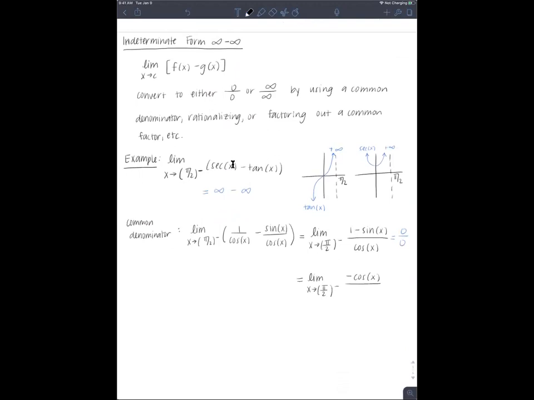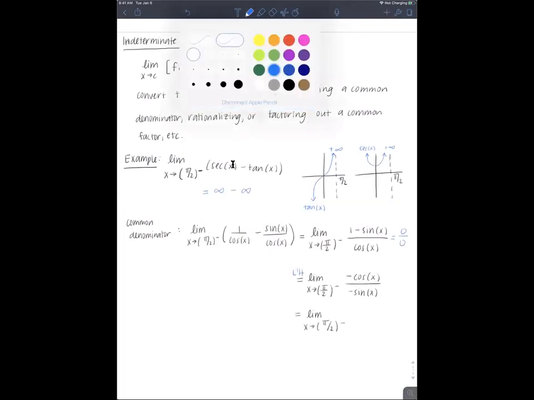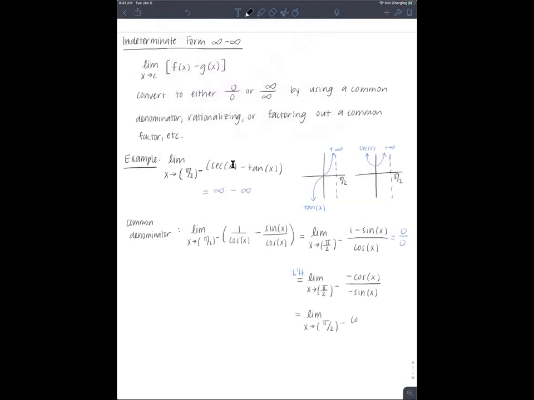But then for cosine, the derivative has to be negative sine. So if the derivative of sine is positive cosine, the derivative of cosine is negative sine. And so what is this really equal to? Yeah, it's cotangent, right? And so in here, this is where I did L'Hopital's rule. But this is positive cotangent.